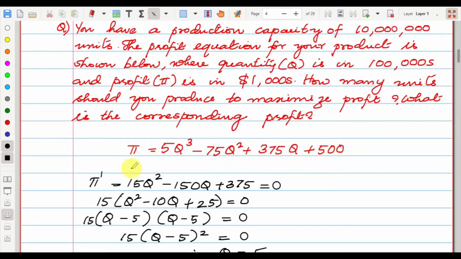The first step is to differentiate this pi. We will get 5 into 3 q raised to 3 minus 1, that is 2, minus 75 into power 2 q raised to 2 minus 1, that is 1, plus 375 into 1 q raised to 1 minus 1, that is 0. So we will get 15q square minus 150q plus 375. Next we need to equate this to 0. Taking 15 outside, 15 into q square minus 10q plus 25 equal to 0.